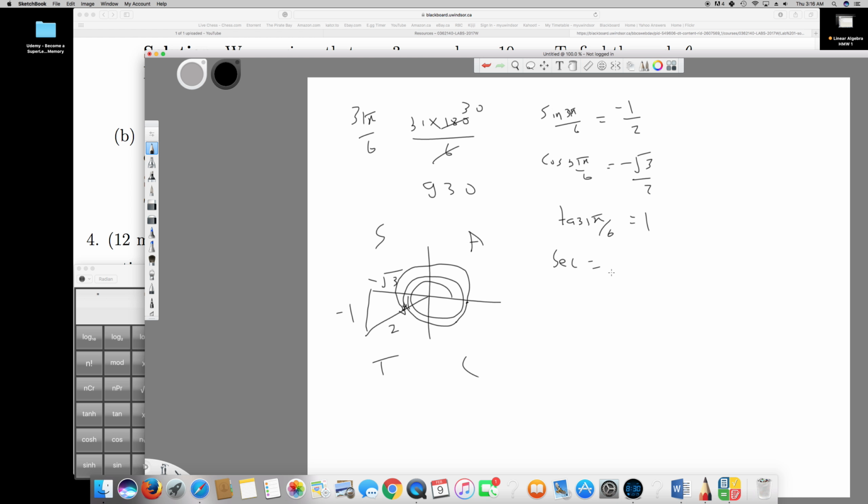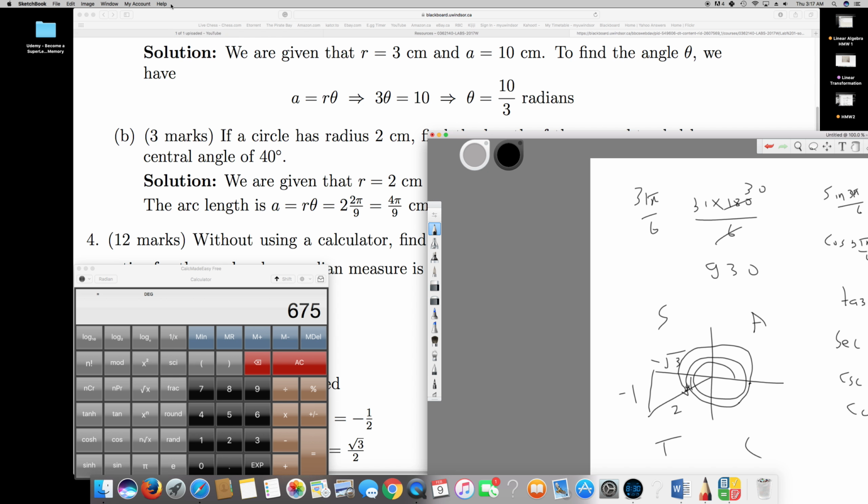Cos is equal to negative root 3 by 2, so sec is going to be negative 2 by root 3, and cosec is going to be the reciprocal of sine. Sine is equal to minus 1 over root 2, so therefore cosec is going to be negative root 2, and cot is going to be the reciprocal of tan. Tan is equal to 1, therefore cot is equal to 1. Therefore we found the answer for this question.